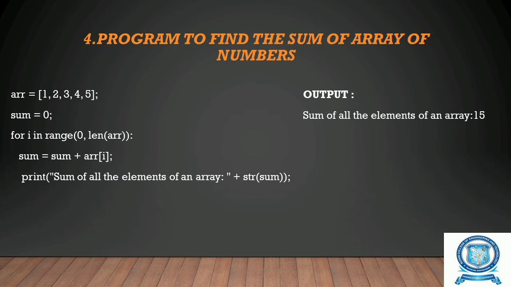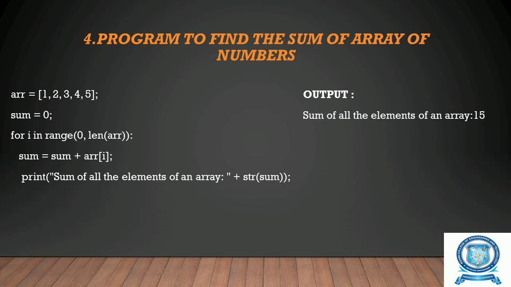Then next we are going to write a Python program to find the sum of an array of numbers. For this we need an array, so we initialize an array first. Array is equal to 1, 2, 3, 4, 5. So that is given as an array. Then sum is equal to 0 is initialized, that is, the sum value is initialized as 0.